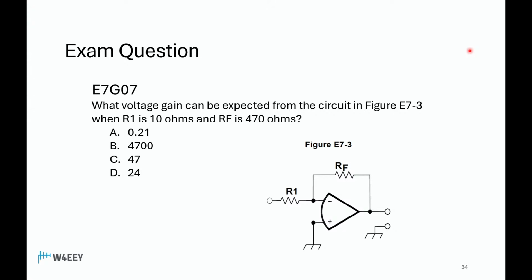Now here's some calculations. I wasn't planning on doing this on the calculator cam, but those of you that have your calculator handy can figure these out for us and shout out an answer. I think there's 3 or 4 of these. What voltage gain can be expected from this circuit when R1 is 10 ohms and RF is 470 ohms?